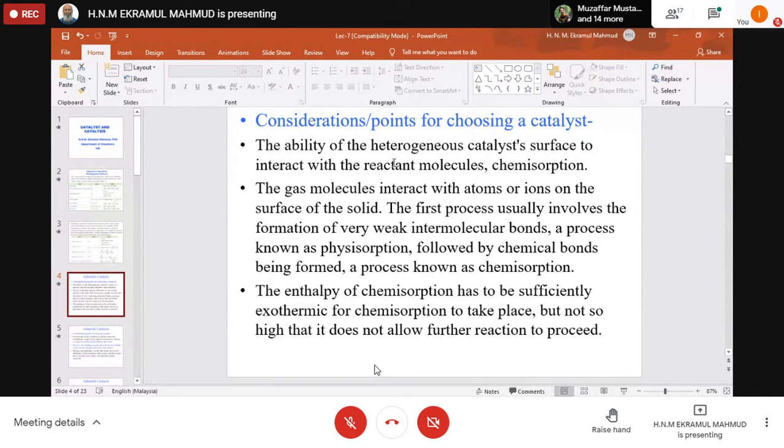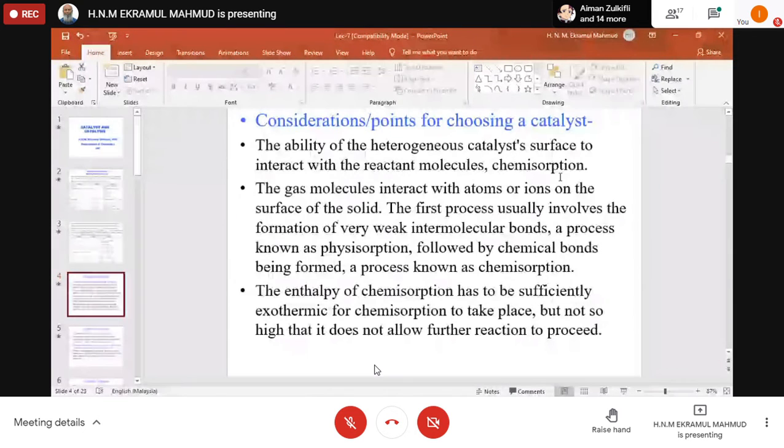The ability of the heterogeneous catalyst surface to interact with the reactant molecules is called chemisorption, where chemical bond formation is occurring. But another one is physisorption, where there is only physical touch and no bond formation. Van der Waals forces of attraction are working, but in chemisorption, true bond formation occurs. So the gas molecules interact in two types: one is chemisorption, another is physisorption.